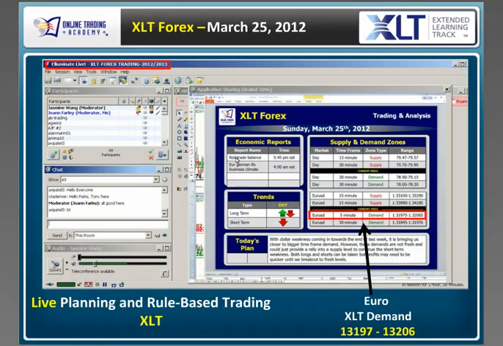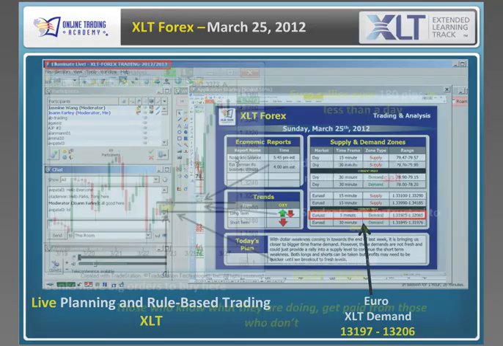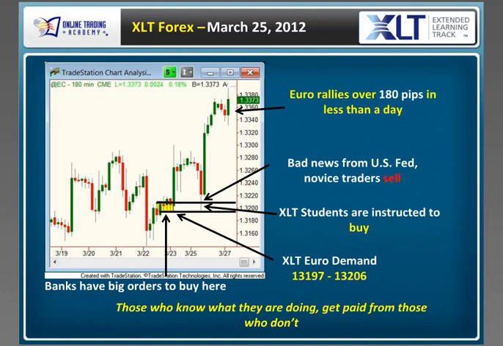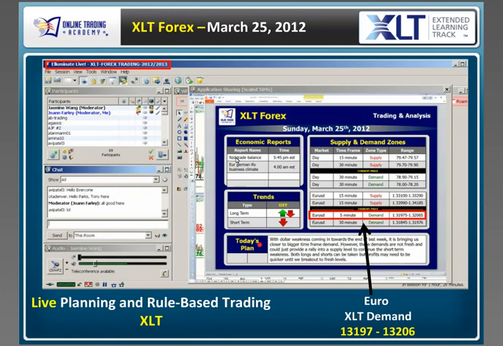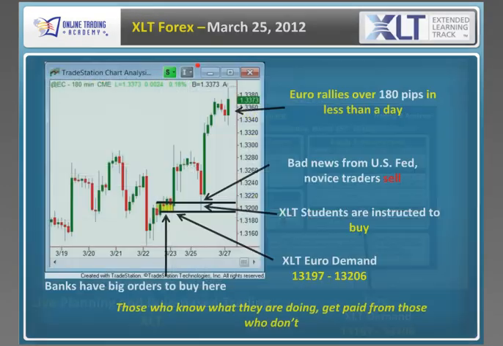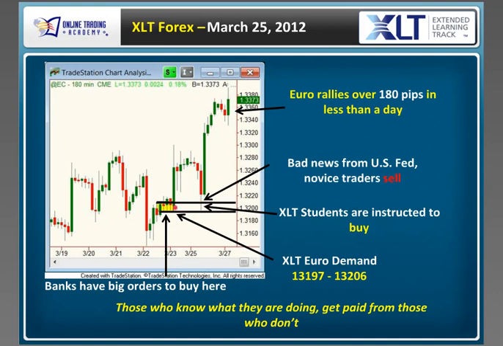Skip past this one. That's another very similar example. Here's a day from not all that long ago, and I remember this was a big news day. So in the Forex trading room here, we identified a demand level in the euro, 131.97.5 to 132.06. A little bit later in the session, prices come crashing down to that level and rallied away from that level pretty strong, well over 100 pips in a pretty short period of time.